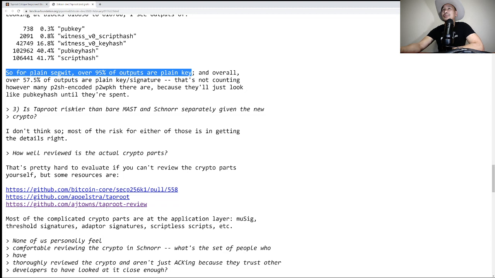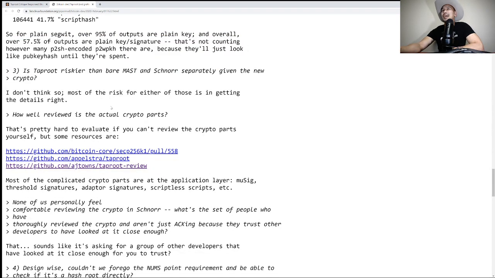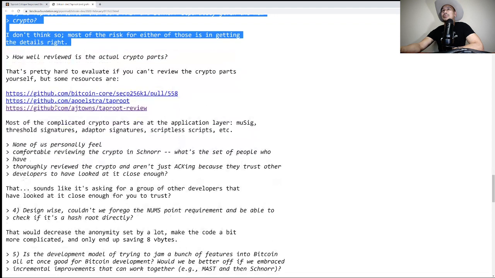And overall, over 57.5% of outputs are plain key signature. That's not counting however many pay to script hash encoded pay to witness pub key hash there are, because they'll just look like pay to pub key hash until they're spent. Is Taproot riskier than bare, mast, and schnorr separately given the new crypto? I don't think so. Most of the risk for either of those is in getting the details right. Yeah, I would agree with that, from a technical perspective. How well reviewed is the actual crypto parts?